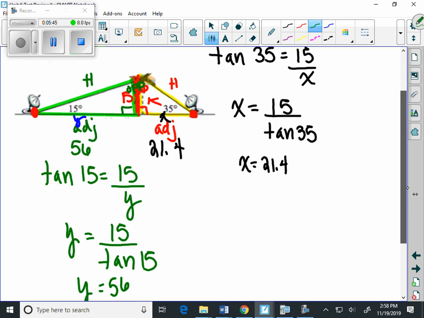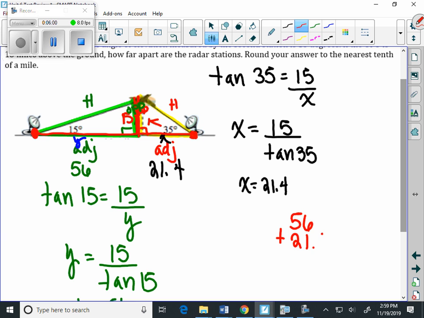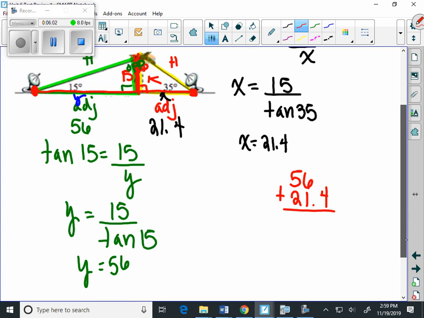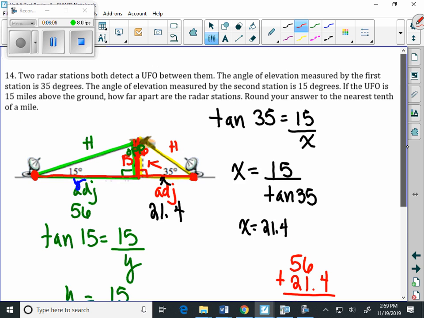And again, to finish, what we want to know is how far apart are our two radar stations. So we're going to take the 56, and we're going to add it to the 21.4, and we end up with 77.4. Looking at the units here, miles.